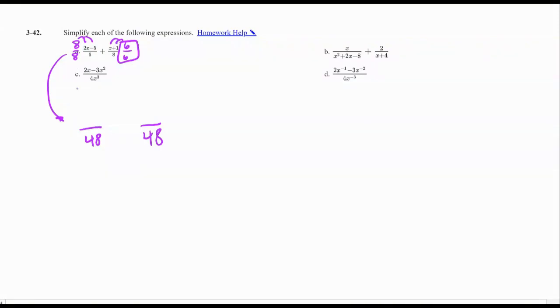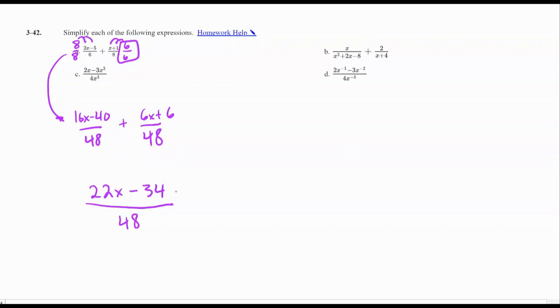So then I'm going to distribute that 8 to get 16x minus 40. Distribute the 6 to get 6x plus 6. Then I'm going to combine like terms here. So 16 plus 6 is 22x. And negative 40 plus a positive 6 is negative 34 over 48.